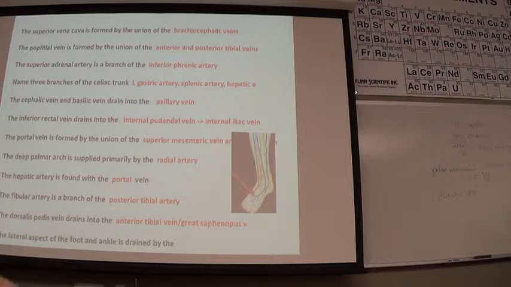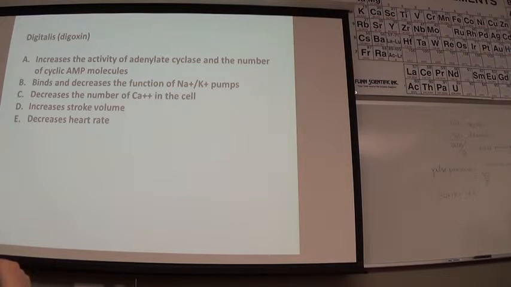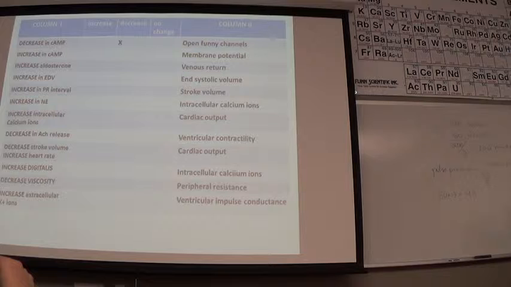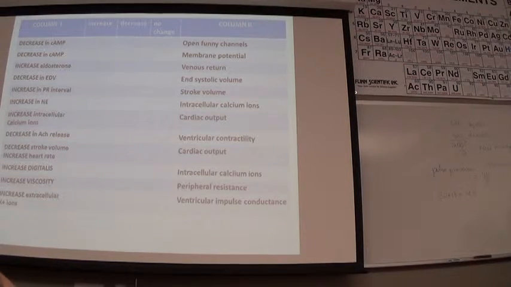If it's superficial, it would be the lesser saphenous. If it's deep, the posterior tibial. The lateral aspect of the ankle is what's great. The lateral bone of the leg? The fibular. The fibular vein. Okay, so super deep would be the fibular vein. And, all right, I do want to do this. So, remember I said that you would have a table like this on your lecture exam?